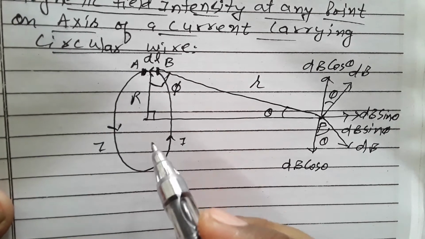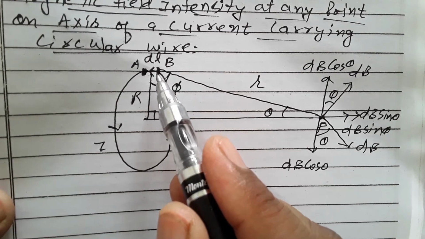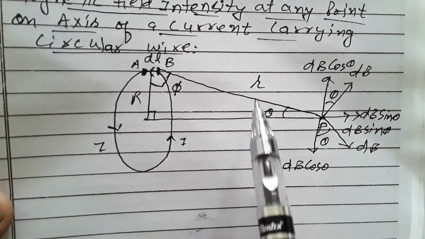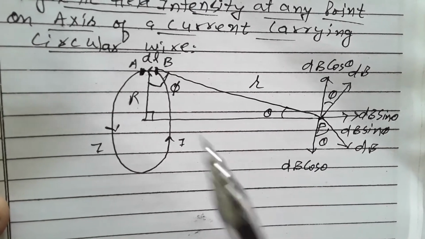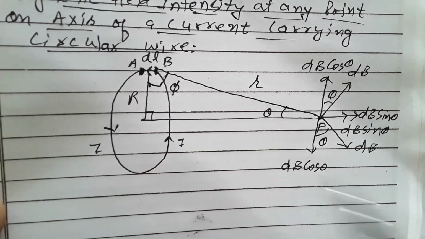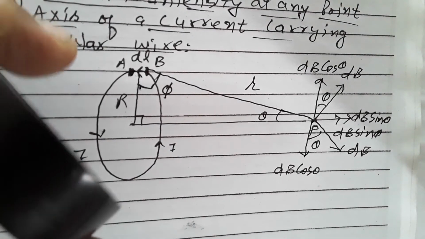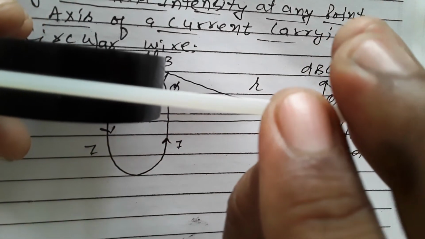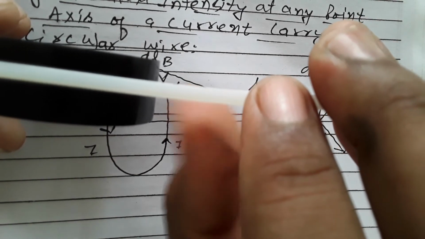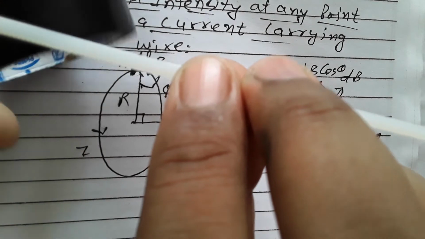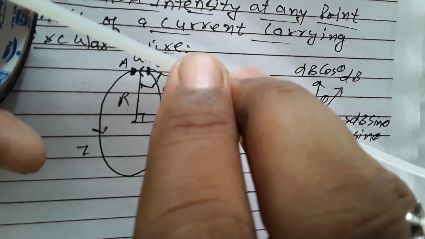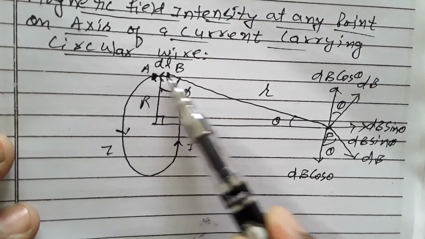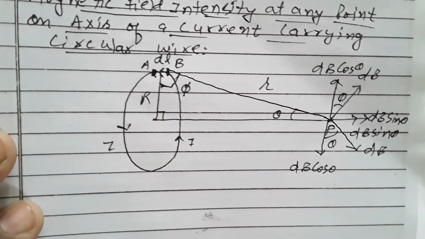Now you can see that this line having distance r makes an angle of 90 degrees with this dl. Similarly, this is a circular wire and this is a line. You can see this is perpendicular and makes an angle of 90 degrees. If it is turned by some angle, it will also make an angle of 90 degrees. So this dl and this line make an angle of 90 degrees here.